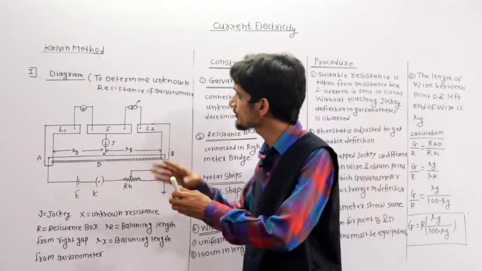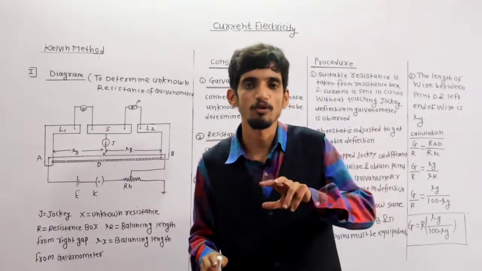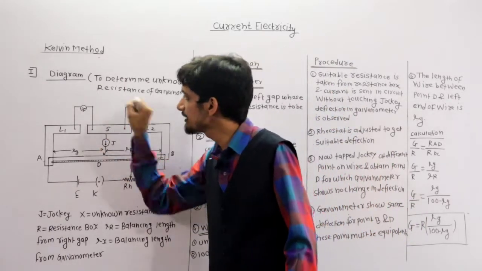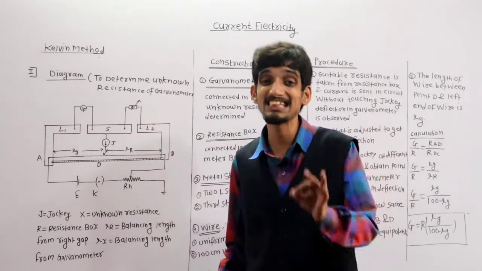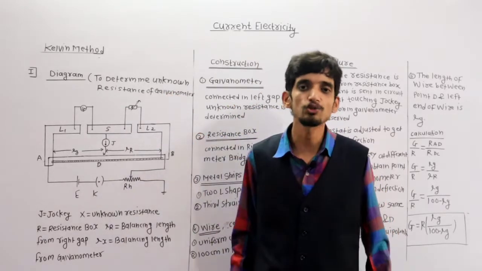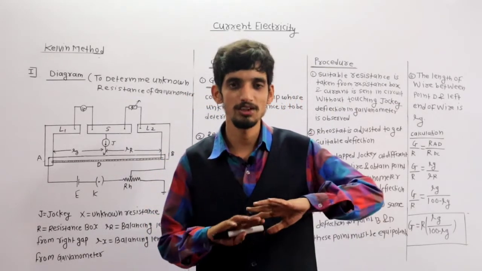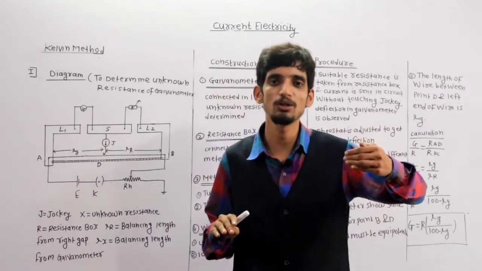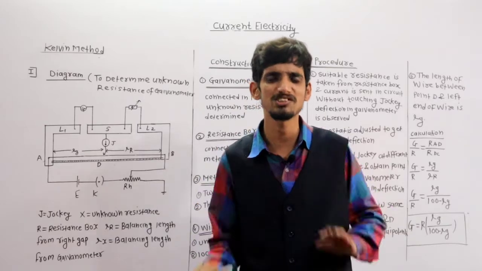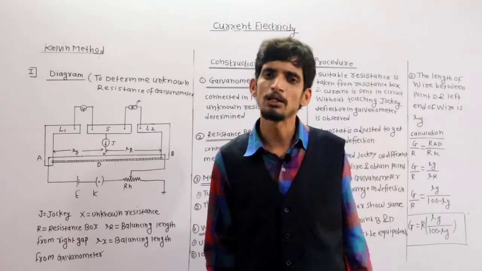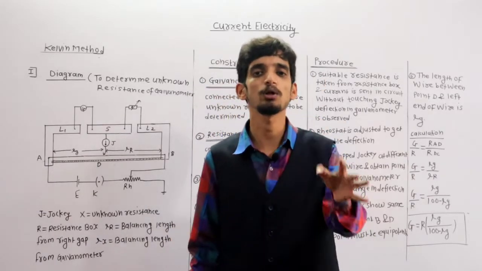If you observe the circuit diagram carefully, what is the change that you are observing from the meter bridge? In the Kelvin method, our important aim is to determine the unknown resistance of a galvanometer. In the case of the meter bridge, there is no specific resistance, no necessity to determine the resistance of a galvanometer. It is a general resistance. Any unknown resistance can be measured using the meter bridge. But in the Kelvin method, specifically we have to measure the resistance of the galvanometer.